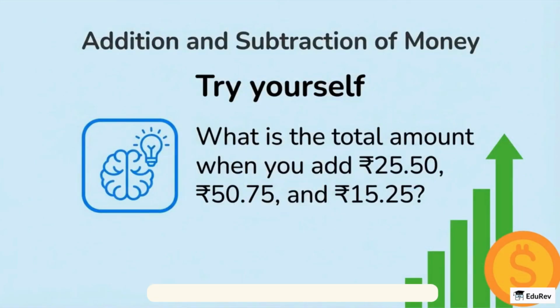Try this one on your own. Add 25.50, 50.75, and 15.25. Remember to align the decimal points and add the paise column first. If you do that, you'll find the total is 91.50.